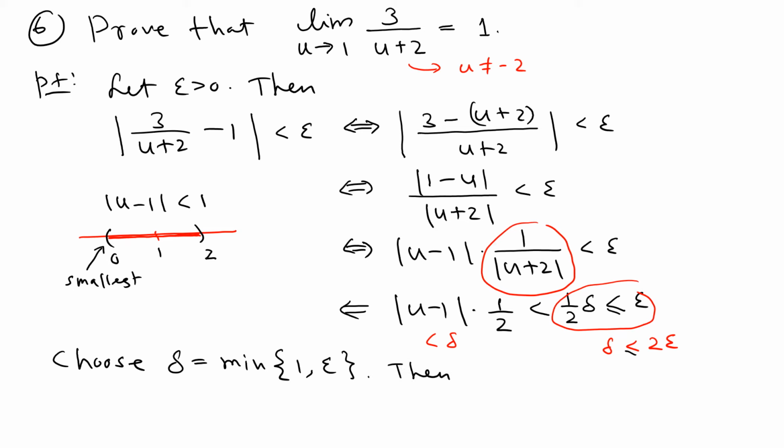So then you can write this. Then 0 less than |u minus 1| less than delta implies that |u minus 1| is less than epsilon, because that's how we pick the delta. It has to be smaller than any of them. But you know that this is smaller than 2 epsilon. So that's how you're going to jump through this step.